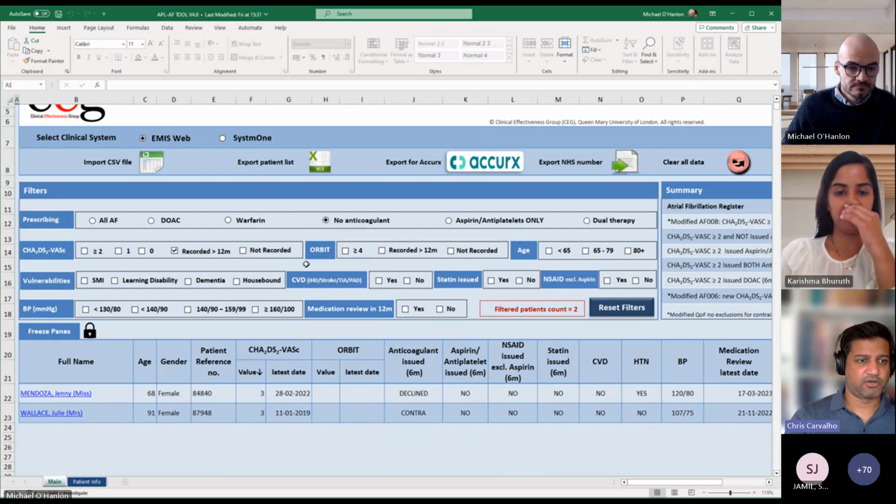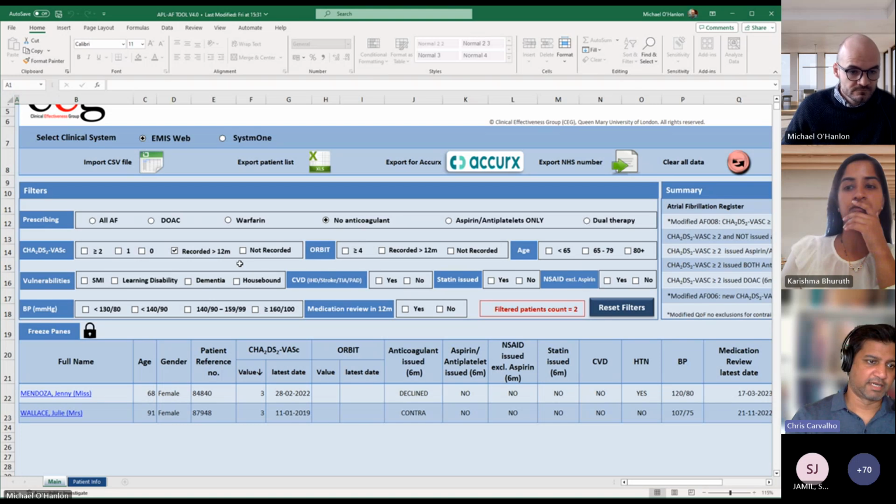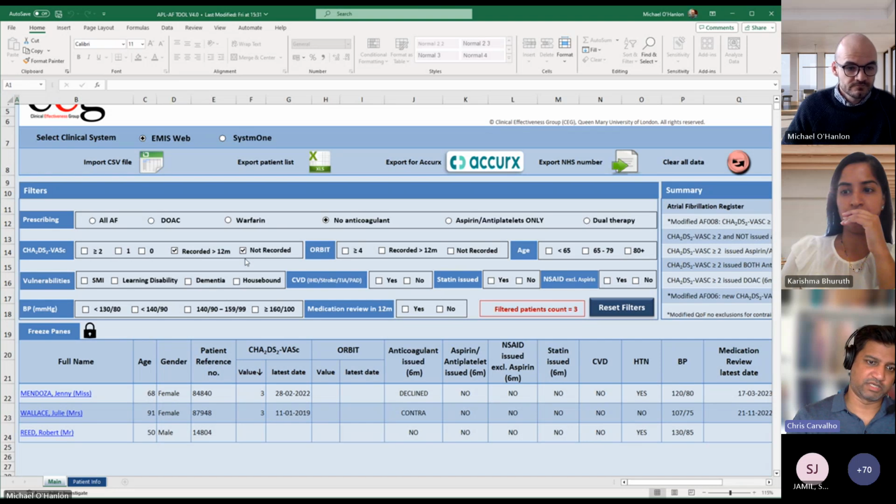If we look at that, this is the proportion of people who have a CHA2DS2-VASc recorded in more than the last 12 months and who are not on anticoagulation. And also those that are not recorded.